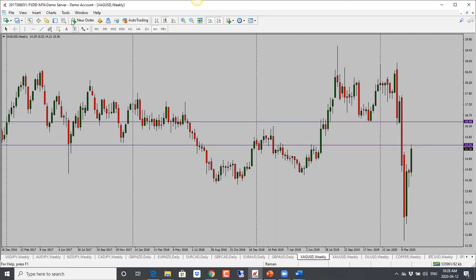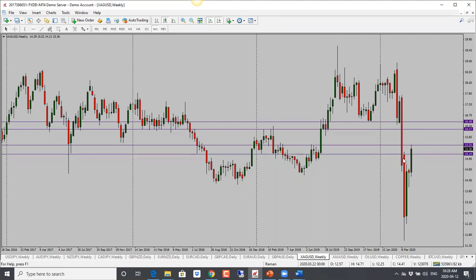Next target will be 16.20, and then we're looking at 16.50. So bias is bullish here for silver. In terms of a pullback, we could get a pullback into 15.15 or even 15, and then a further move to the upside. So bullish bias for silver.